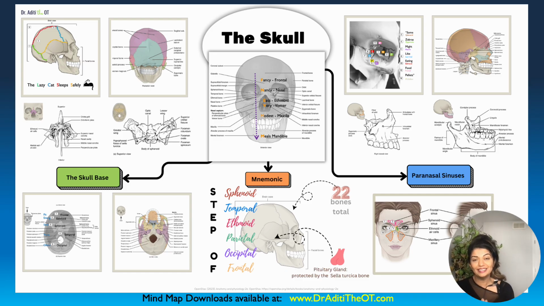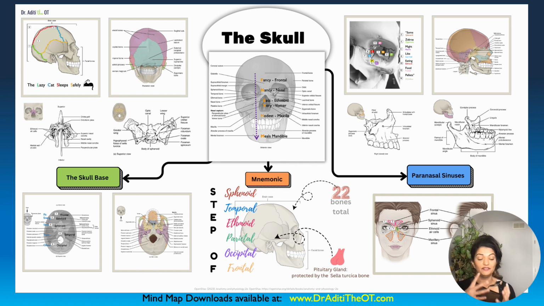Okay, now we're finally ready for our mind map, because there was a lot to cover, right? The skull obviously is one of the most complex aspects of our body, and the anatomical features, there's so many. That's why this mind map is loaded. It's loaded with mnemonics and lots of key features that you need to know. So use this as a study guide, print it out and jot down things that you need, because you have all the mnemonics in one place to really memorize some of the aspects.